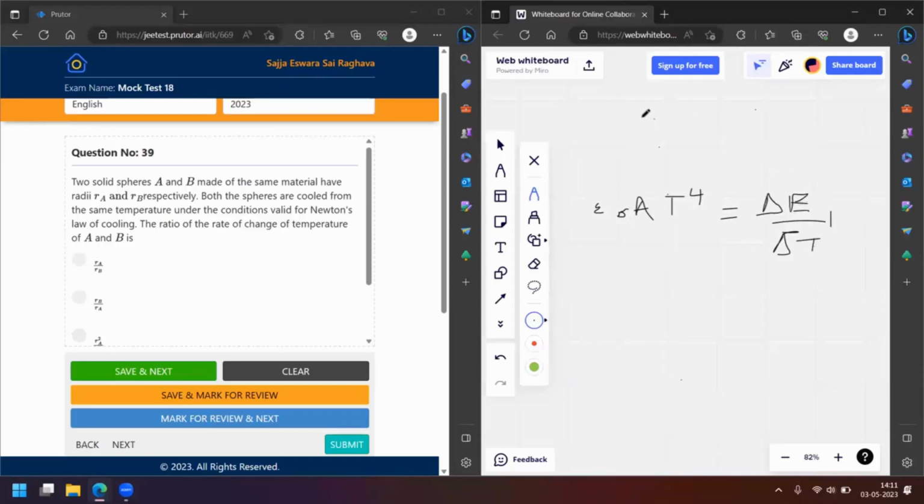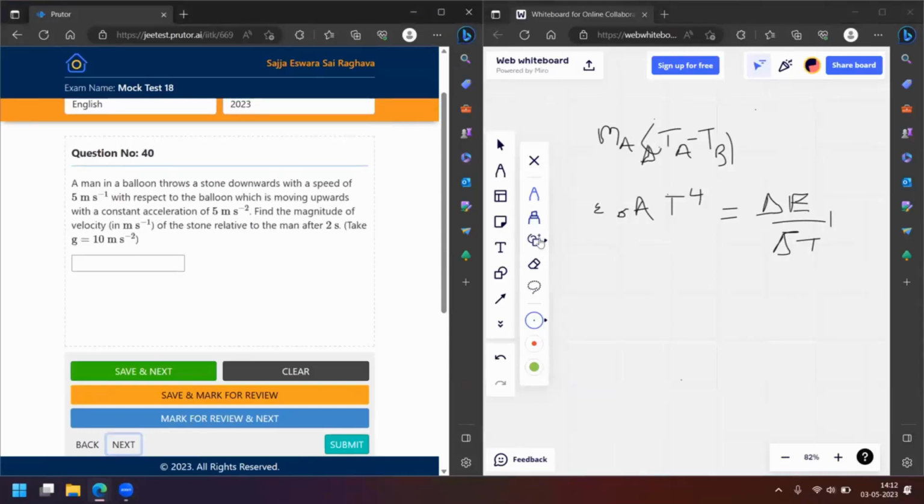We know the amount of heat required for a body to change from temperature T1 to T2. It is mass into specific heat into the temperature difference. This is the heat required to drop the temperature. Here mass is dependent on R cube. So if we substitute this, we get the rate at which the temperature, delta T, is changing. So we'll go to the next.